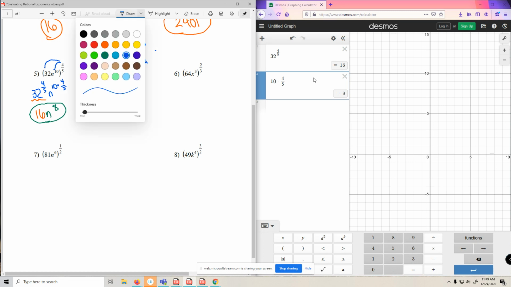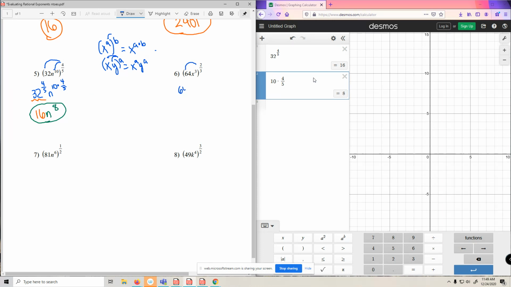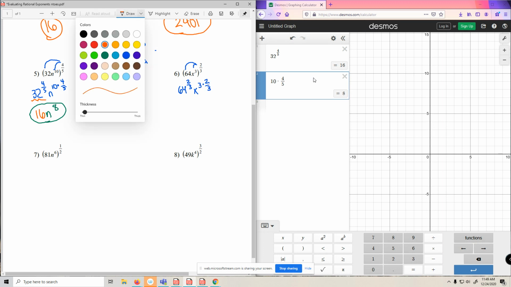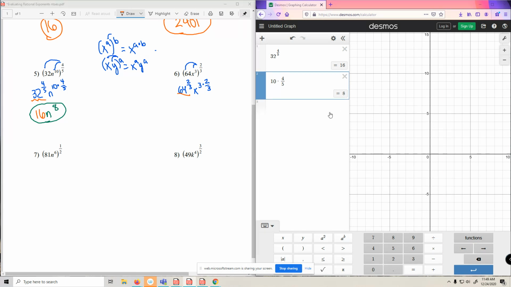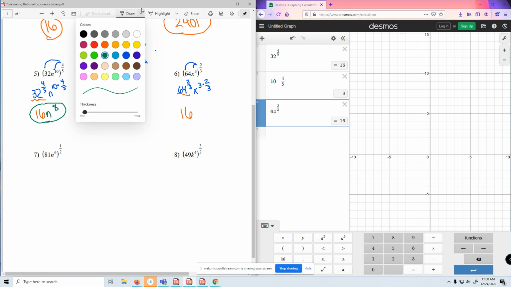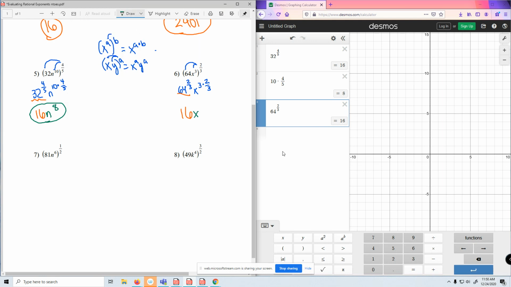Let's try another one. So I've got 64 to the 2 over 3, x to the 3 times 2 over 3. Let's do 64 to the 2 over 3 in Desmos. So 64 a to the b division 2 over 3. That gives us 16 for the number part. For the x part, it's going to be x to whatever 3 times 2/3 is. So we can do that in Desmos. 3 times 2 over 3, and we get 2. Our final answer here is 16x squared.